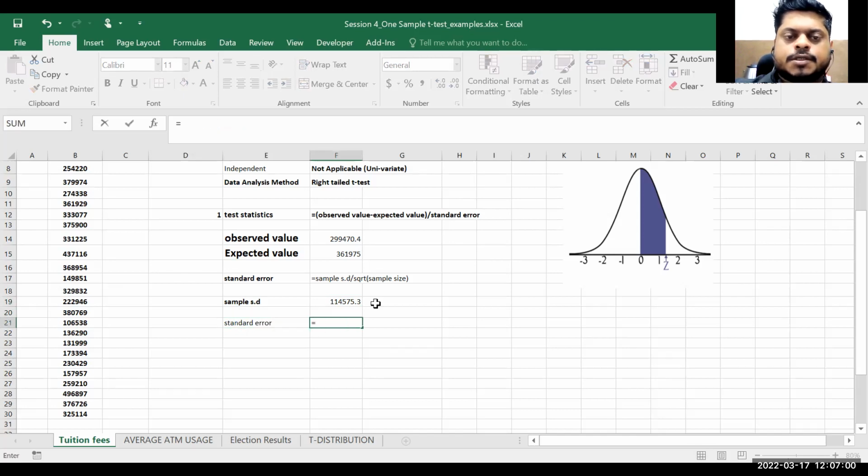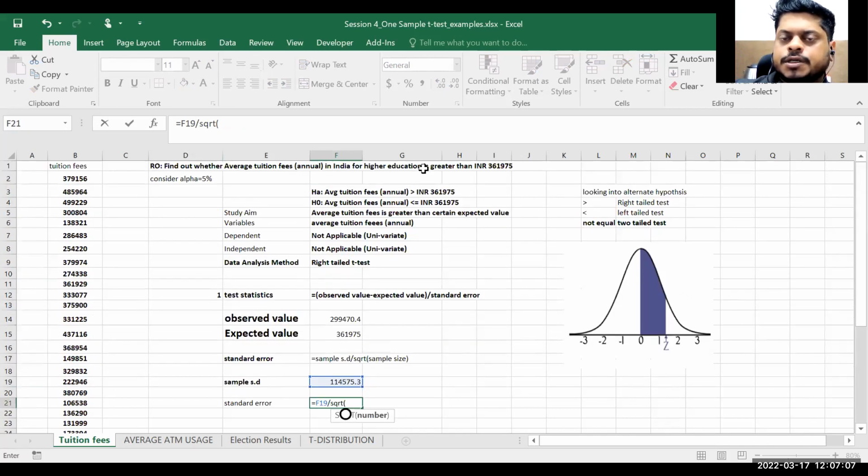my sample standard deviation divided by the square root of the sample size. What is my sample size? If you see in the question, the sample size is not given. Then you count how many data points you have. If I count this data, I have 29 data points.